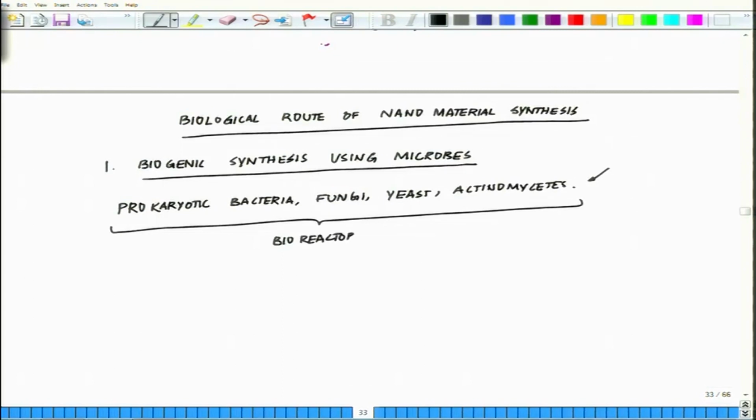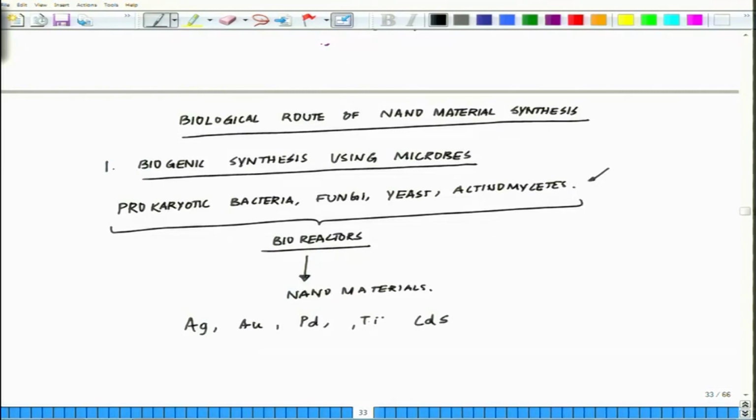If you consider these single cell organisms as bioreactors, these bioreactors are used to synthesize the nanomaterials. And if you look at it, enormous scientific effort was made to develop a strategy of producing nanoparticles of silver, gold, palladium, titanium, cadmium, mostly cadmium sulfide.